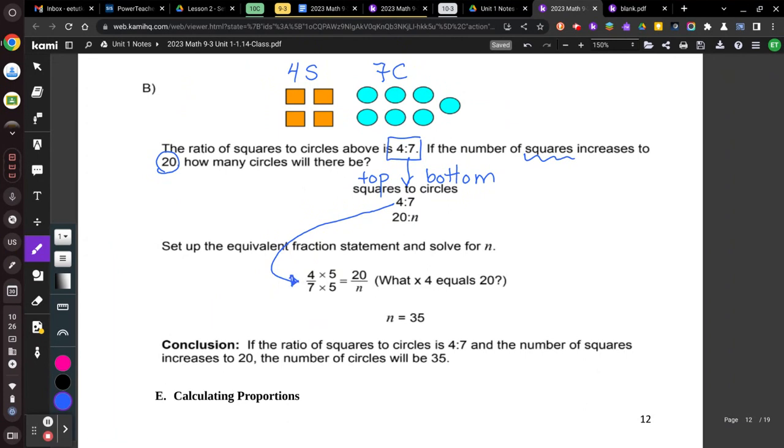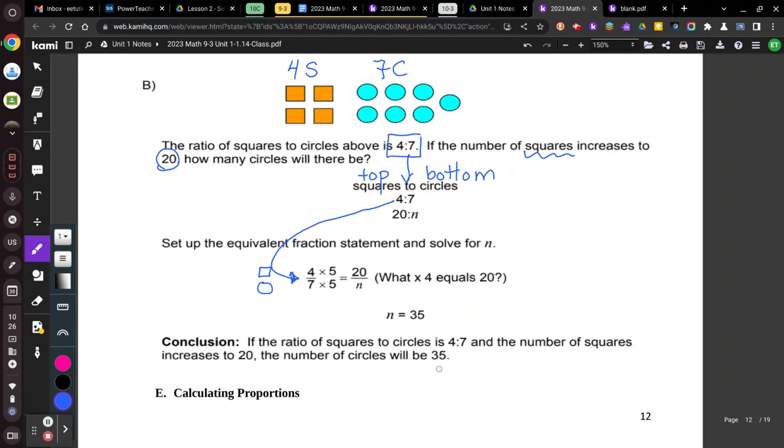Okay? And now we have to figure out, because I've got squares on top, circles on the bottom, now we're going to cross multiply and divide. So I would take 7 times 20, divide 4. So 7 times 20, divide 4, we get 35. So that means there would be 35 circles if you had 20 squares.